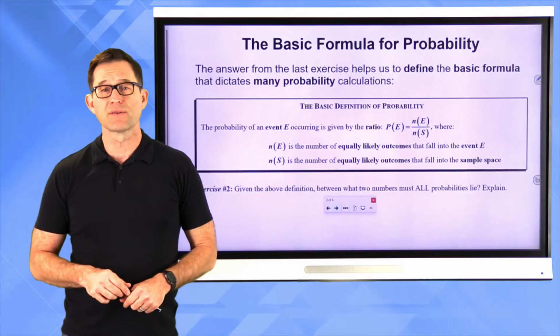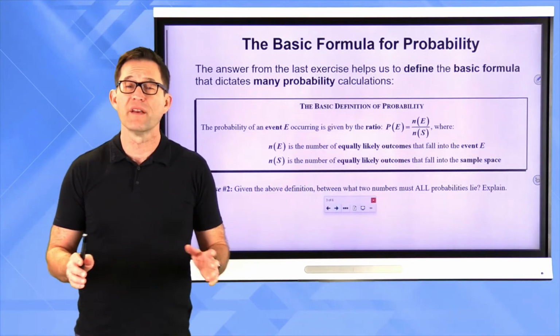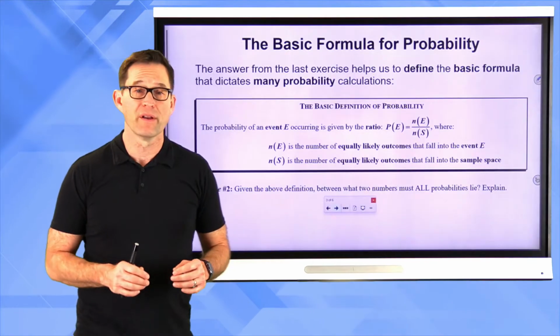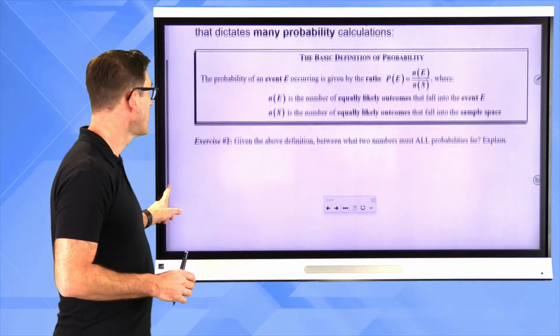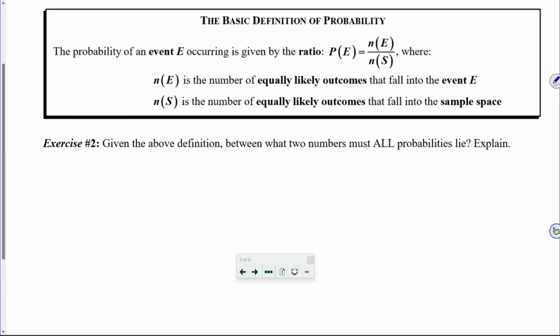The answer from that last exercise helps us to define the basic formula that dictates many probability calculations. Many, right? So let's take a look at it. The basic definition of probability. The probability of an event E occurring is given by the ratio P of E equals N of E divided by N of S, where N of E is the number of equally likely outcomes that fall into event E, and N of S is the number of equally likely outcomes that fall into the sample space.